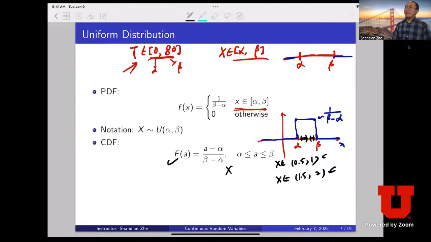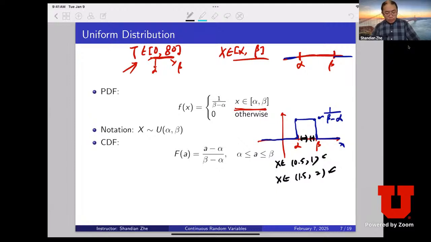Yeah, hello everyone. Let's continue. We have just introduced the PDF for the uniform distribution, right? You see that it's nothing but you put a constant for your PDF value at the range and put 0 for any value outside the range. And this constant is just 1 over the length of the range. That's the PDF definition for the uniform distribution.